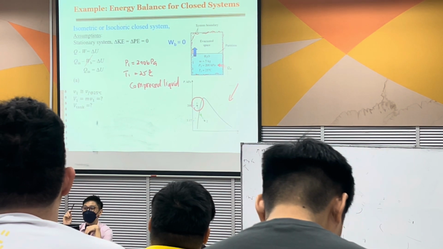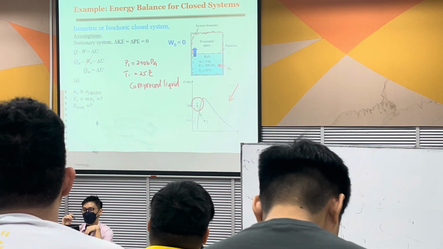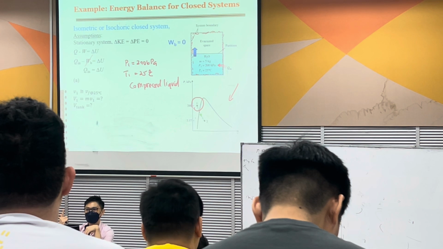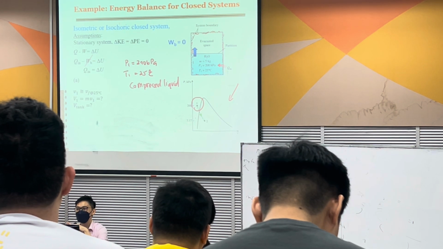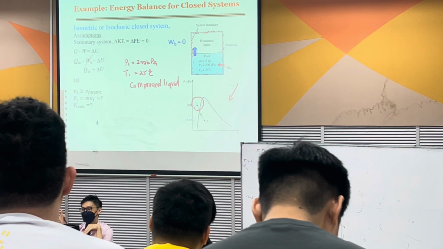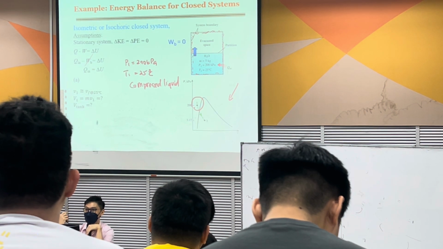So one tip on looking at closed systems or looking at the table: usually, if the question gives you both pressure and temperature, it will mean that you are either dealing with superheated vapor or compressed liquid state. Because under saturated state, these two are dependent, so there's no point giving you both.